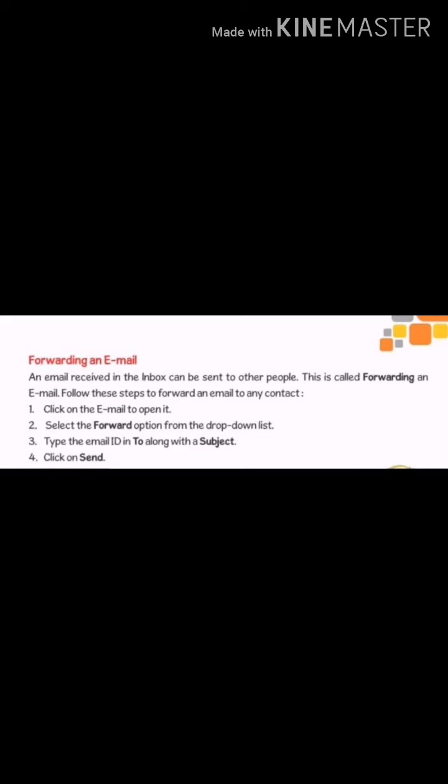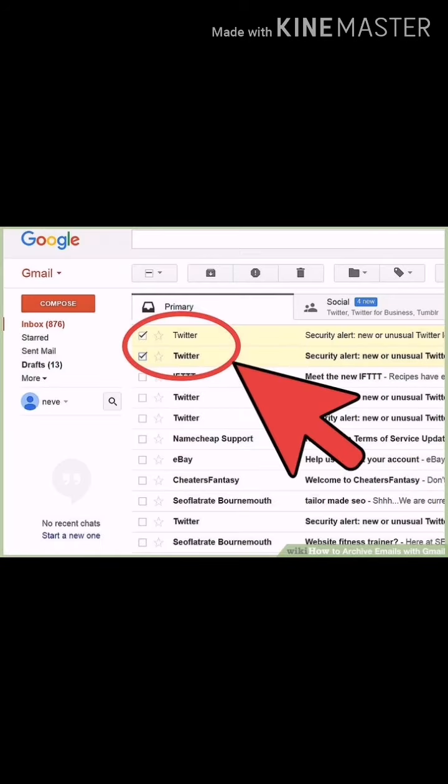An email received in the inbox can be sent to other people. This is called forwarding. Follow the steps to forward an email to any contact. Click on the email to open it. Select the forward option from the drop down list. Type the email ID in the To box along with the subject and click on the send button to forward a message from the inbox.